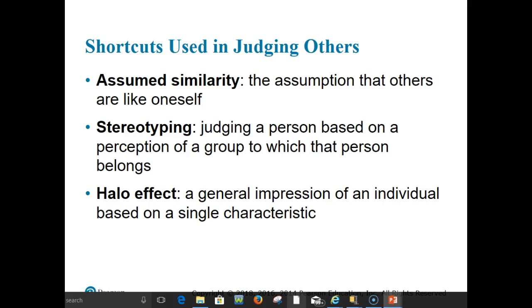Okay, so assumed similarity is the assumption that others are like oneself. Stereotyping is judging a person based on a perception of a group to which that person belongs, and the halo effect is a general impression of an individual based on a single characteristic.